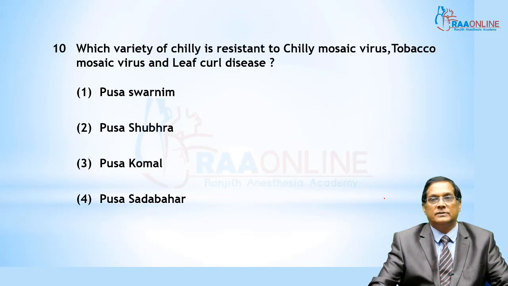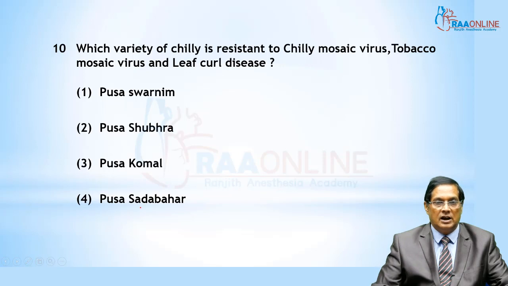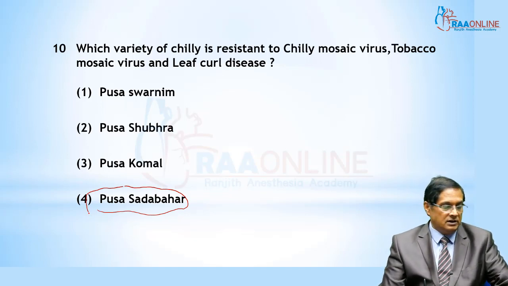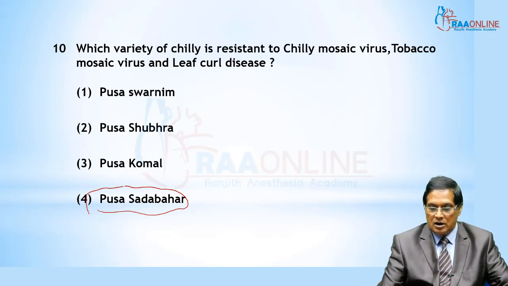Now come to the next one, that is chili. Which variety of chili is resistant to chili mosaic virus and tobacco mosaic virus? The answer is Pusa Sadabahar, a chili variety. It is resistant to chili mosaic, tobacco mosaic and leaf curl. Pusa Komal is a cowpea variety. Pusa Subhra is a variety of cauliflower and Pusa Swarnim is a variety of brassica.